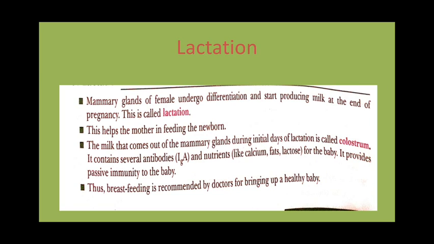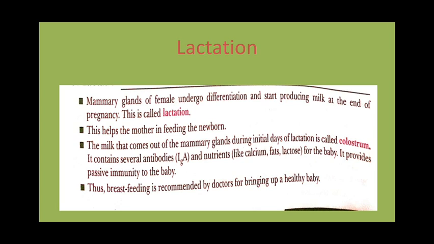Now the mammary glands of the female undergo differentiation and start producing milk at the end of pregnancy. This is called lactation. That means production of milk in the female mammary gland following the birth of a young one in mammals is called lactation. This helps the mother in feeding the newborn. The milk that comes out of the mammary gland during the initial days of lactation is called colostrum. This is the first milk which comes out of the mammary glands.